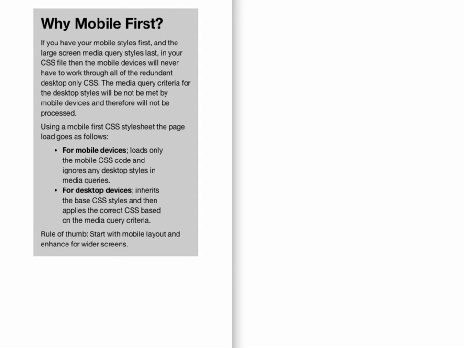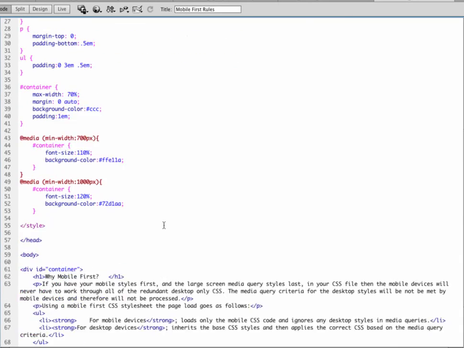So you want to have the mobile styles first and then the large screen media query styles last in the CSS file. And that means the mobile device is never going to have to work through all those redundant desktop-only CSS rules. Let's take a quick look at our demonstration page.